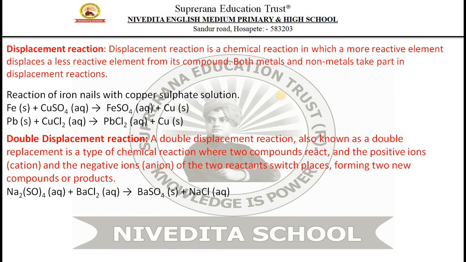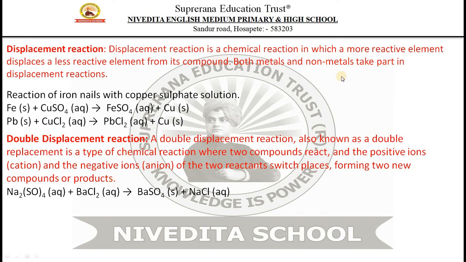So next is the double displacement reaction. So what is a double displacement reaction? It is a type of chemical reaction where two compounds react, and the positive ions, those are cations, and the negative ions of the two reactants switch places, forming two new compounds or products.